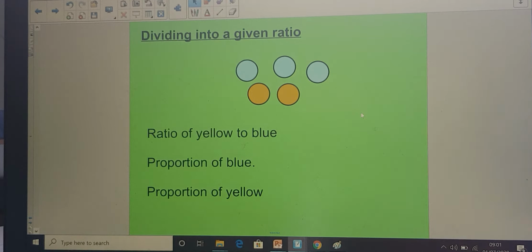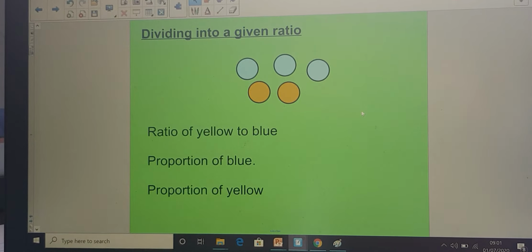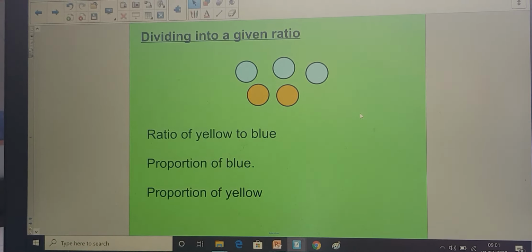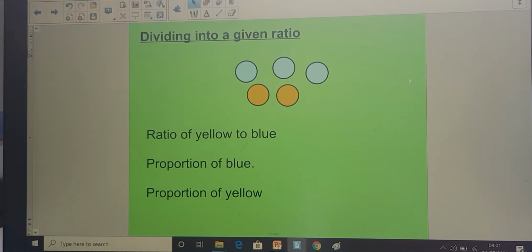Hello again, Year 8. Today we're going to be doing dividing into a given ratio. So I'm just going to clarify some stuff, and if you know this subject already, I'm probably going to teach it in a slightly different way because I find that this benefits us in the long run. Okay, so dividing into a given ratio.